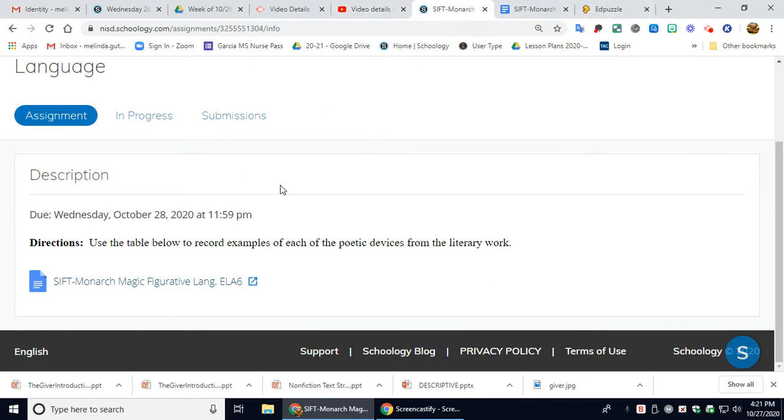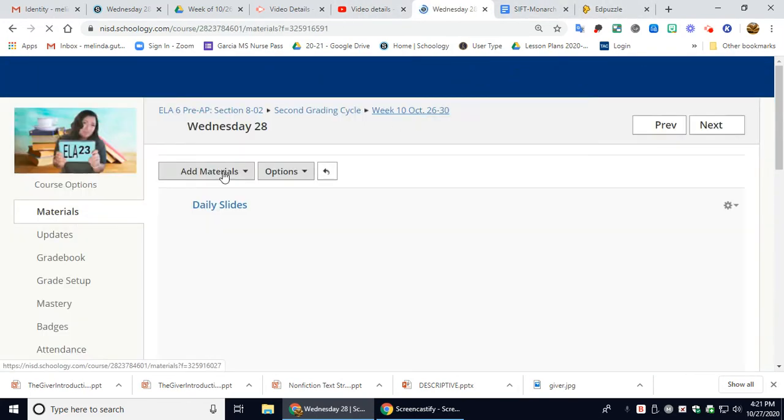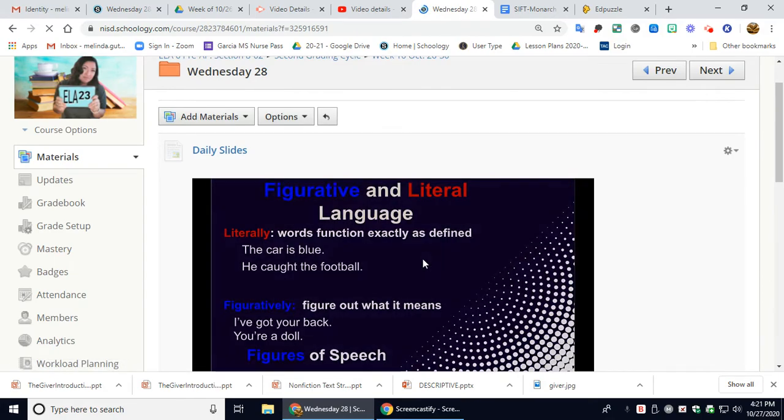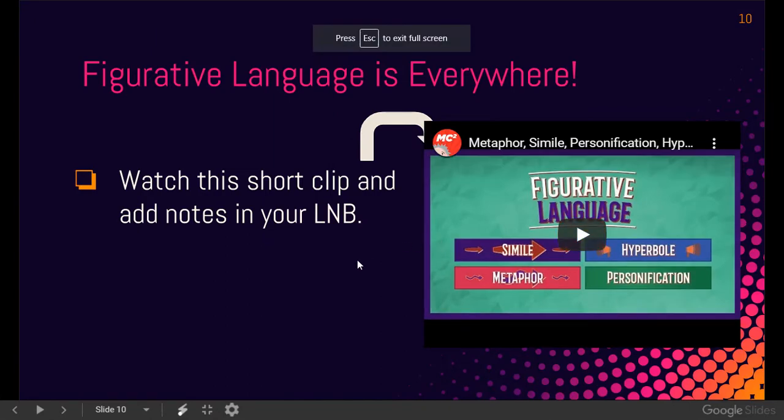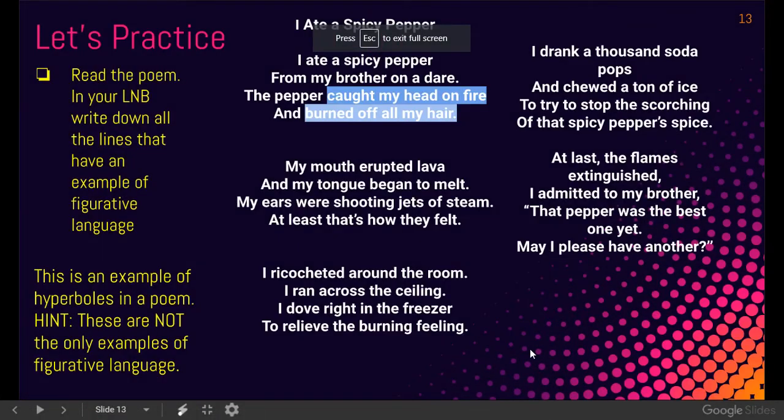But before we do that, we're going to read this one other poem and practice finding figurative language. So we're going to write down the figurative language that we find in this poem. I ate a spicy pepper from my brother on a dare. The pepper caught my head on fire and burned off all my hair. Okay, so that would be an extreme exaggeration, such as in a hyperbole.